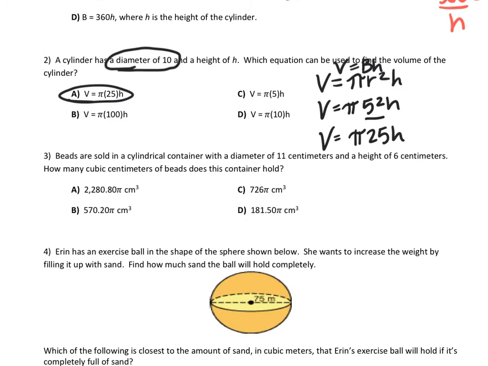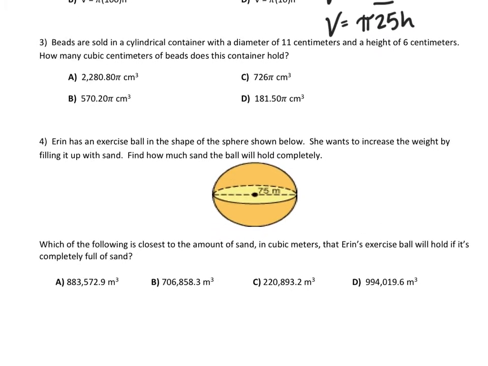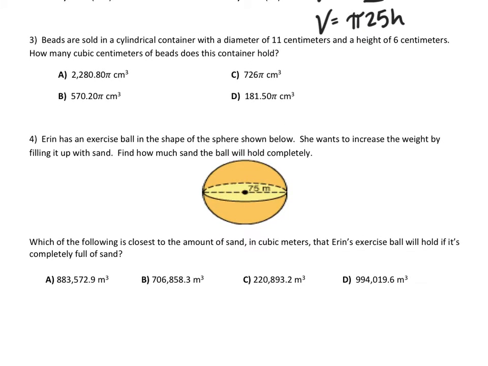Number 3, beads are sold in a cylindrical container with a diameter of 11 centimeters and a height of 6 centimeters. How many cubic centimeters of beads does a container hold? Okay, so we're still talking about a cylinder. Here's our formula. Here's our second formula. Okay, diameter of 11. So I'm going to cut that in half.